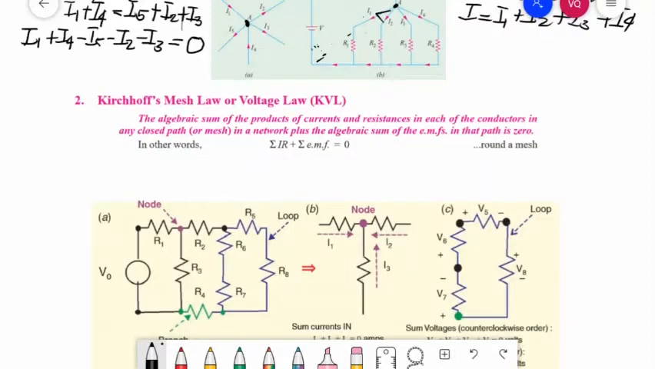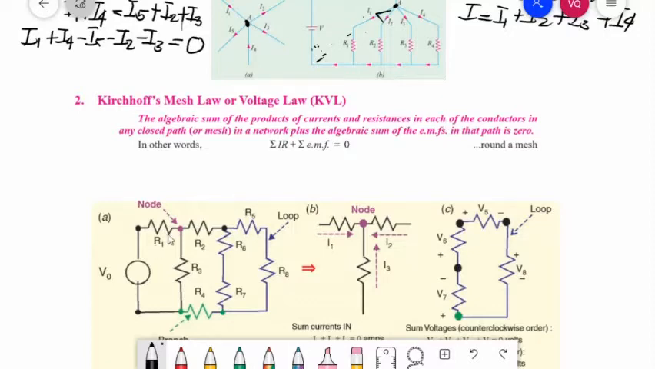Next one is the Kirchhoff's voltage law or the KVL. It is just the algebraic sum of the products of currents and resistances in each of the conductors in any closed path or mesh in a network plus the algebraic sum of the EMFs in that path is 0. What is the product of current and resistance? It is the voltage in each of the conductors in any closed path.